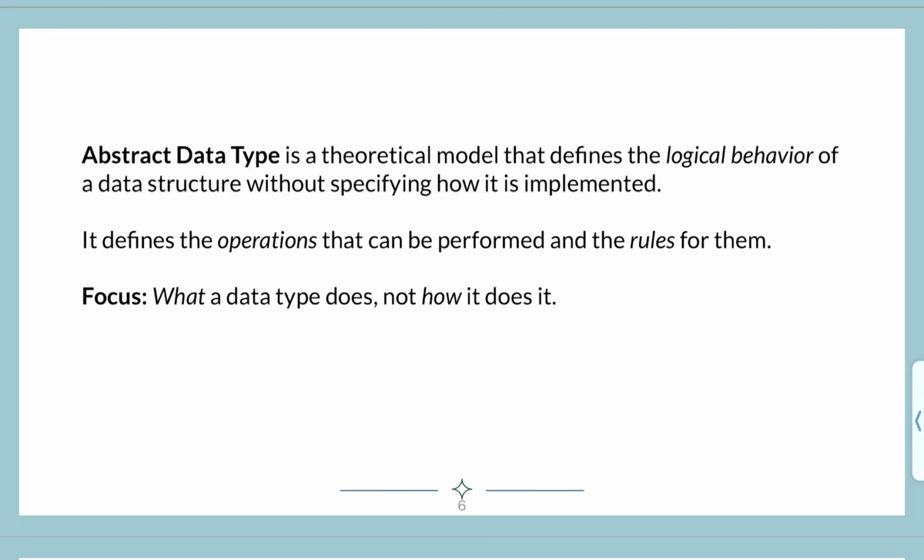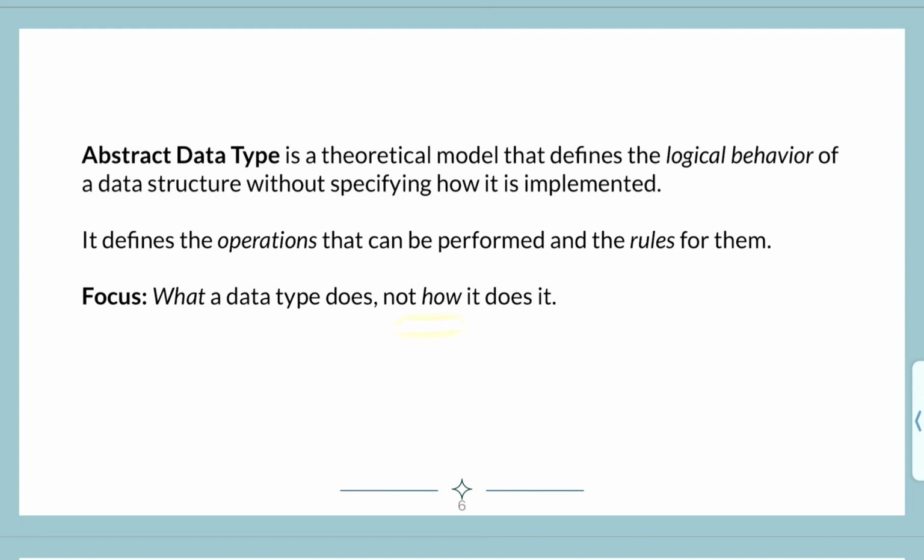That is, when I talk about, say, driving a car, I do not exactly know what happens behind the scenes. I do not have to know how the engine works or the mechanism of the brakes or anything. All I need to know is that if I press the accelerator, the car would move forward, and if I hit the brakes, the car would stop. Right? That is how abstraction also works in computer science. It defines the operations that can be performed and the rules for performing them. It focuses on what the data type does and not how it does it.